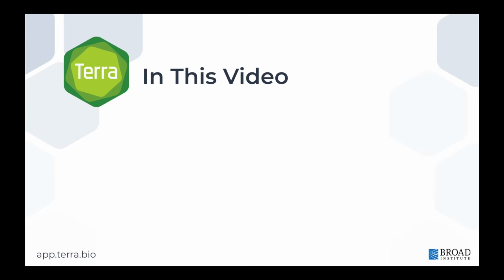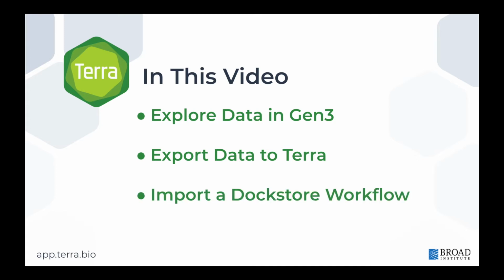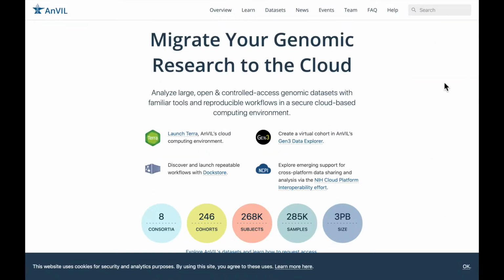In this video, we'll show you how to use Gen3, Terra, and Dockstore to perform an end-to-end analysis of data from the Gen3 portal. First, we'll explore and find example Anvil data in the University of Chicago's Gen3 data portal. Then, we'll export pointers to the data of interest to a Terra workspace. We'll find and import a Dockstore workflow to analyze our imported data, and we'll run the workflow to perform the analysis. Let's start at the Anvil portal, which links out to our data browser in Gen3.